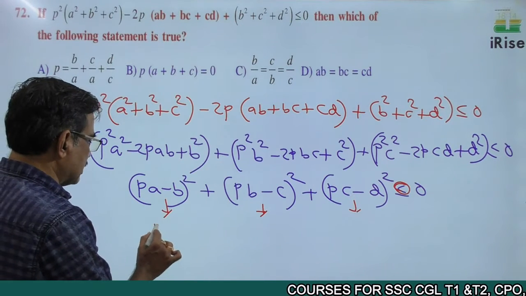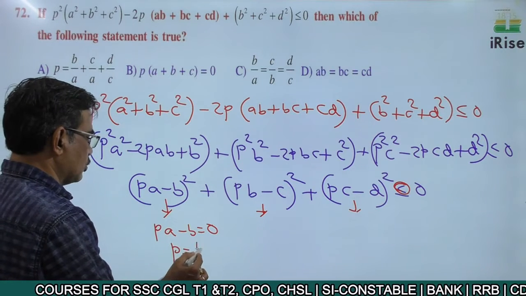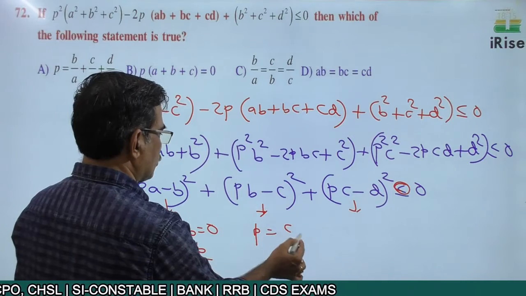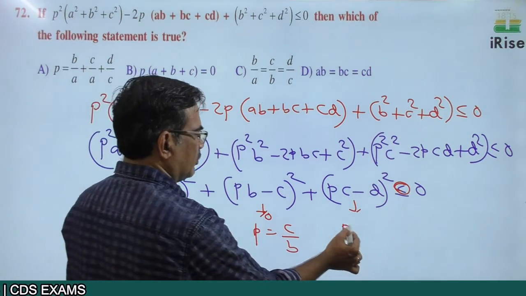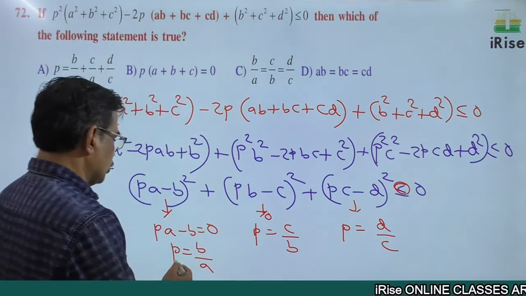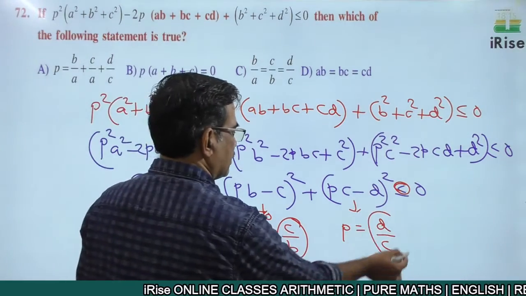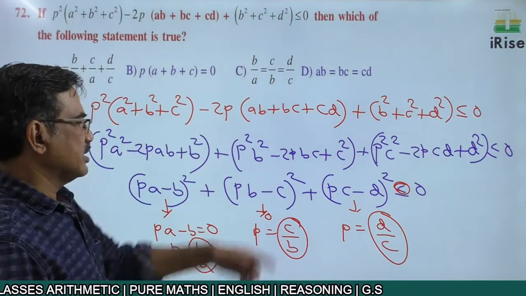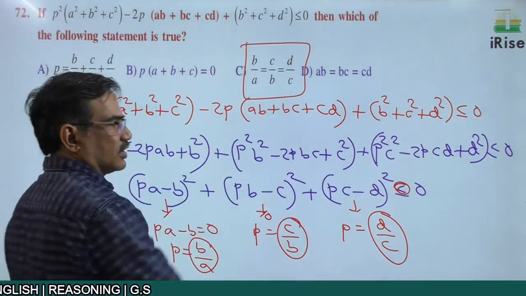So from this we can say that pa minus b is equal to 0, so p is equal to b by a. From this we can say that p is equal to c by b, because this is 0. From this we can say that p is equal to d by c. So b by a, c by b, d by c are equal to p. The three are equal. So this is the answer for this question.